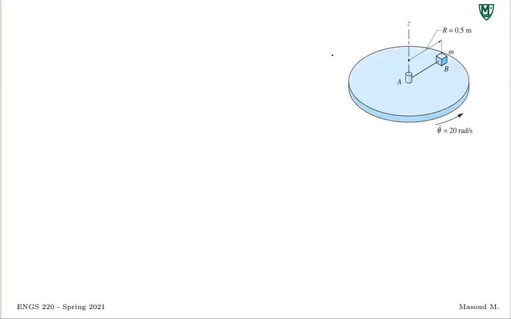Right, this is again a disk, a circular table. You have a block this time, block B actually. So block B is put on the table. This table is rotating with the angular velocity of 20 radian per second. And let's see what the problem statement is telling us and what we are supposed to do with this situation.